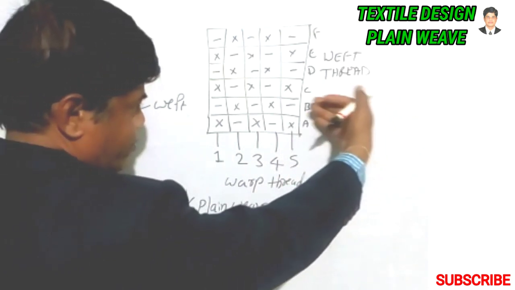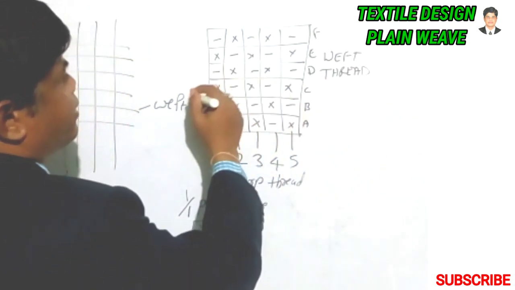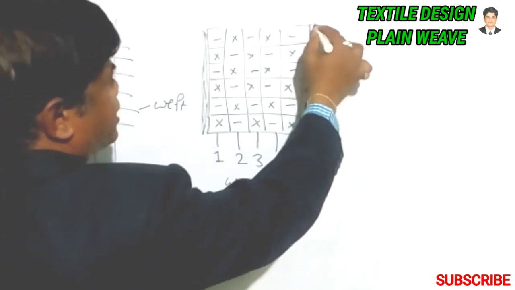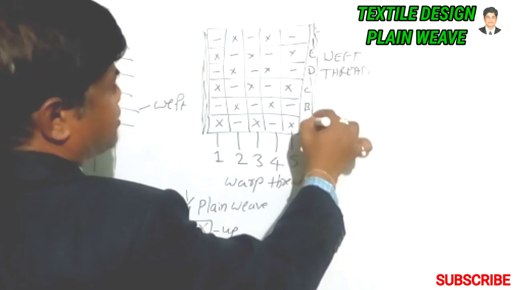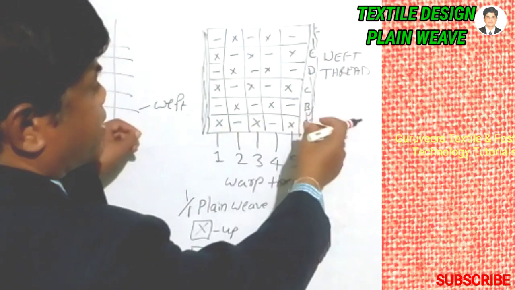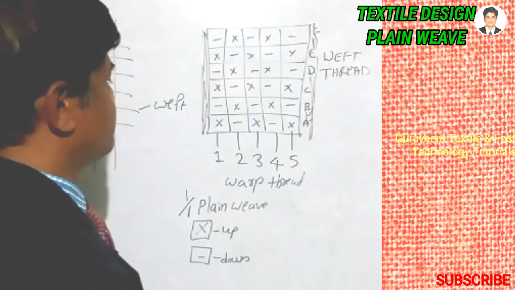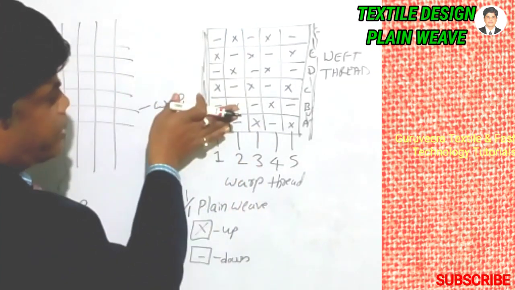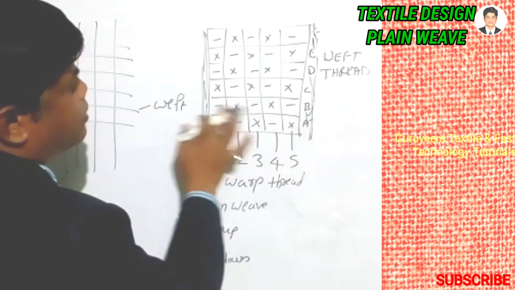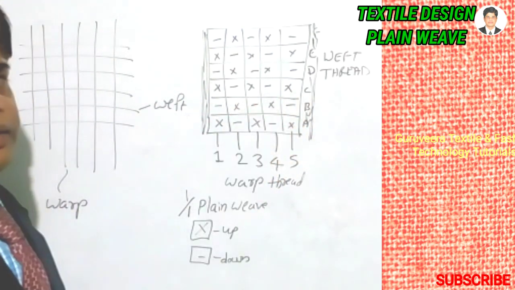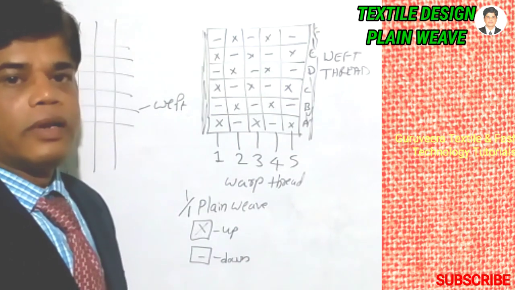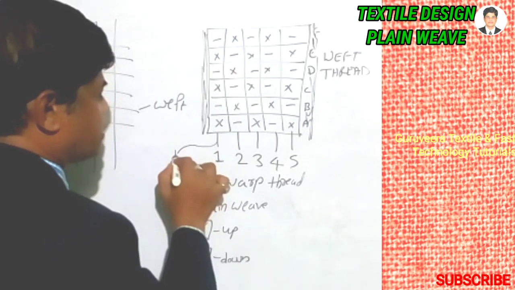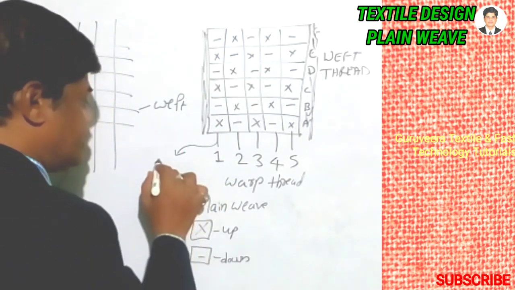If you see from this side, that is the width of the fabric, and this is a selvage. This is the width of the fabric, and this is the length of the fabric. Even if you consider widthwise, it is up, down, up, down, up, down. In technical weaving terms, this individual thread is called an end.